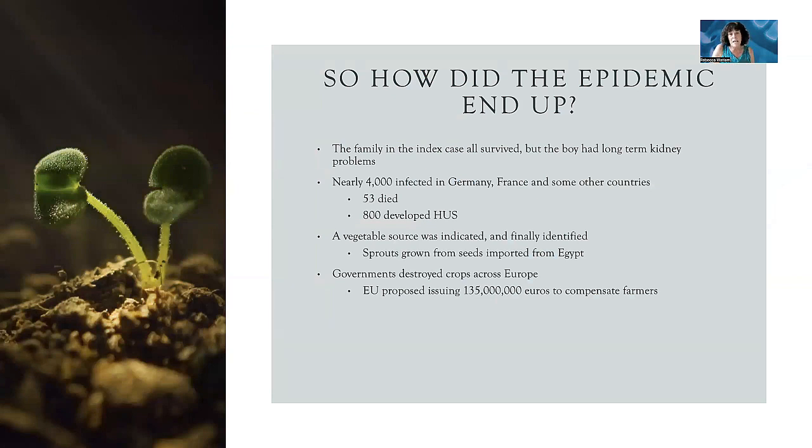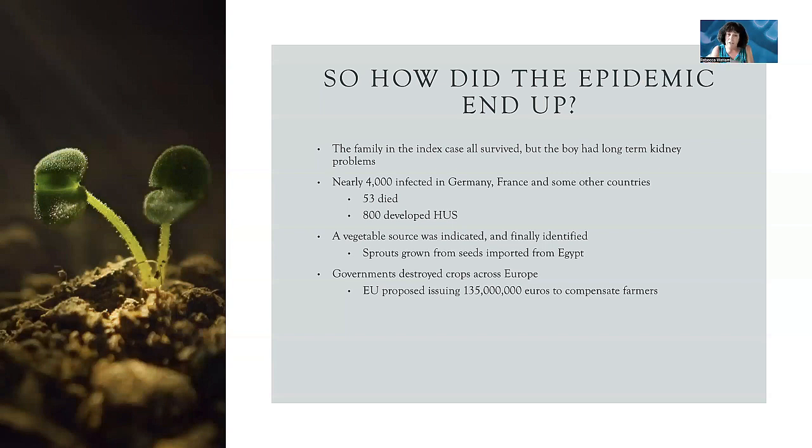So you may be curious, how did the epidemic end up? Well, the family in the index case, they all turned out to be okay, except for the 12-year-old boy. He ended up with some kidney functions that were never going to be normal. Nearly 4,000 people were infected across Germany and a lot of France too. In some satellite cases, people who had been in Germany and traveled across Europe, but the primary focus of the epidemic was in Germany. 53 died. 800 developed hemolytic uremic syndrome, which means they could have had kidney failure, but they certainly had impaired kidney function.